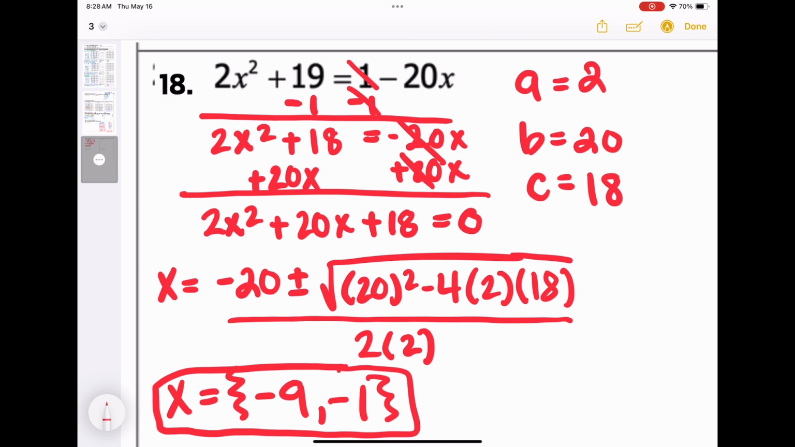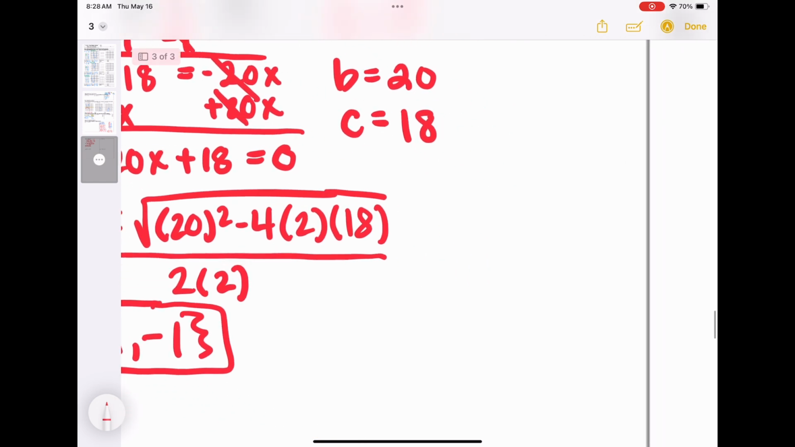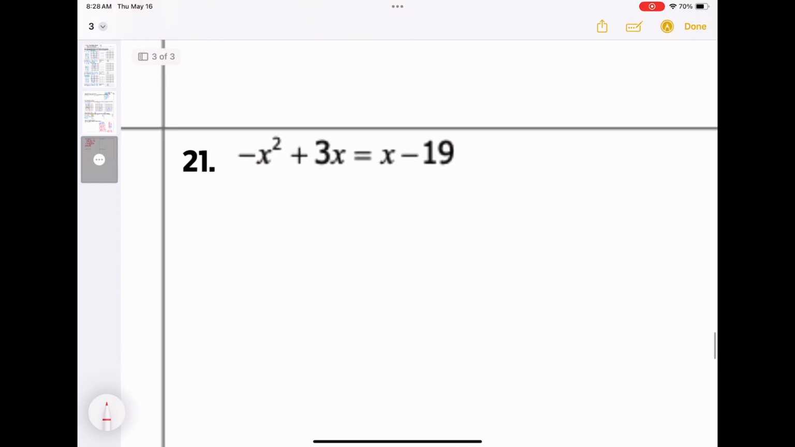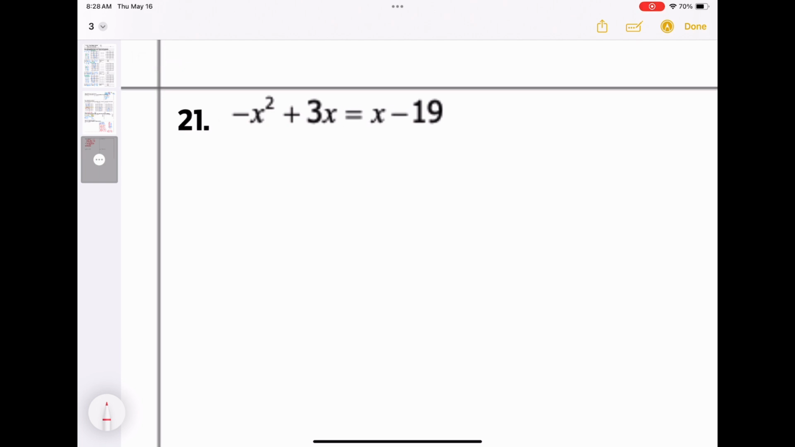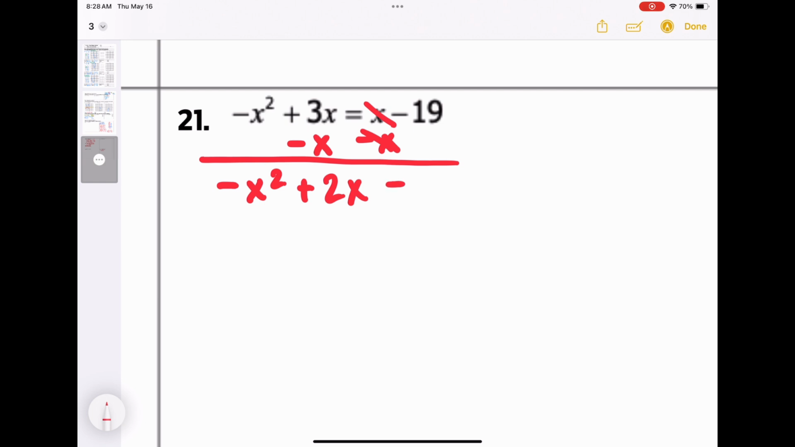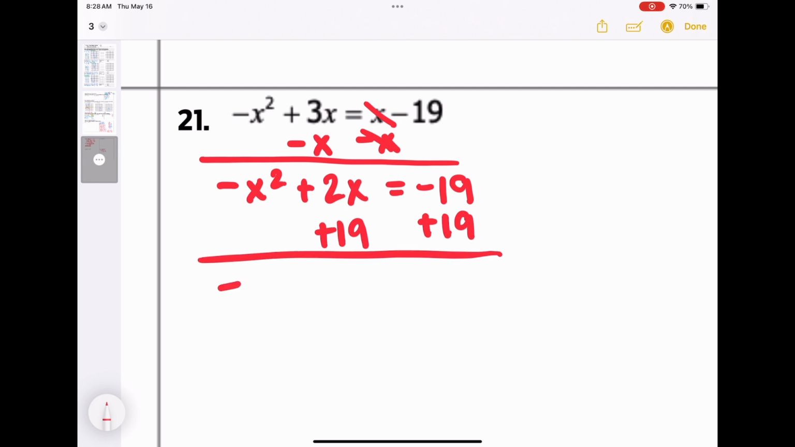All right, we're going to do one more together. Number 21. So we have negative x squared plus 3x equals x minus 19. So I need to move that x to the other side. It has a like term with 3x, so I can combine those. So I get negative x squared plus 2x equals negative 19. Then I need to move that negative 19 to the other side, so I'm going to add 19. It does not have a like term, so I'm just going to put it at the end.